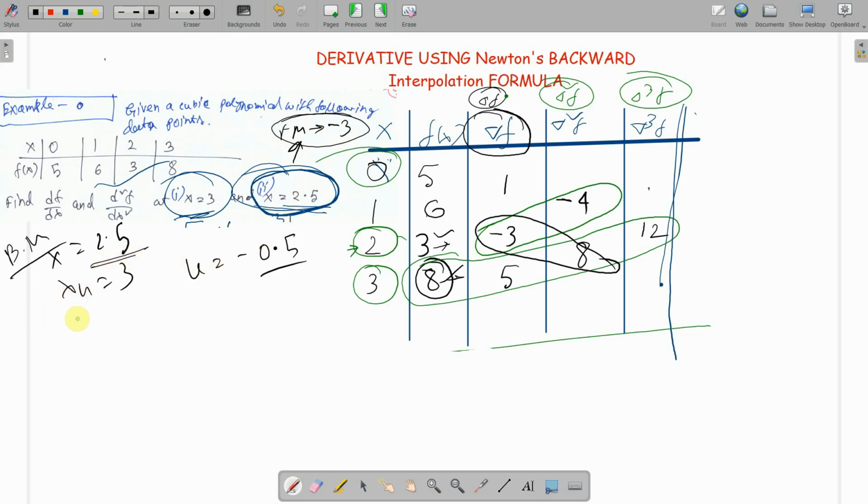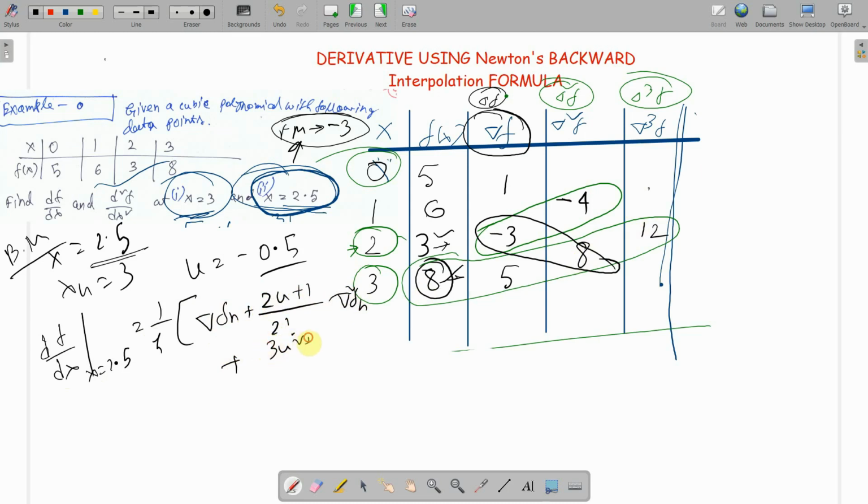Yes, which df by dx did you get, 1.5? Let's do it and see. df by dx at x equals 2.5. Now 1 by h, the formula is grad fn. There it was minus, here it will be plus. 2u plus 1 by 2 factorial grad square fn, and we have up to cube, no? So 3u square plus 6u plus 2 by 3 factorial into grad cube fn. I simplified this, and it is written as equation number 2. Okay, fine. Now 1 by h, the value of grad fn is coming as 5.